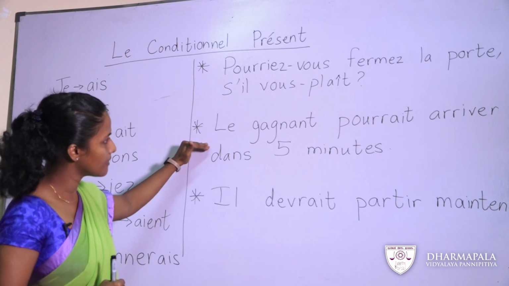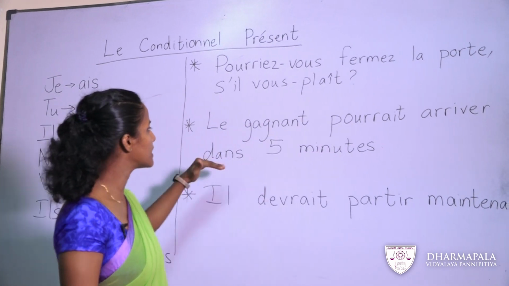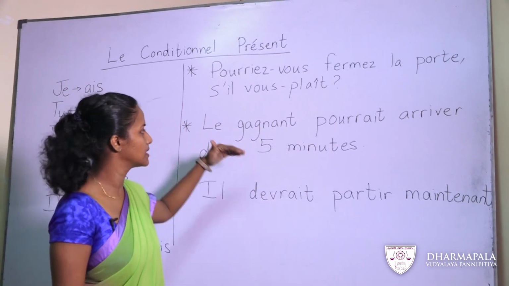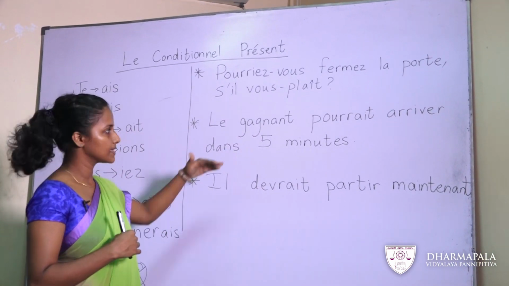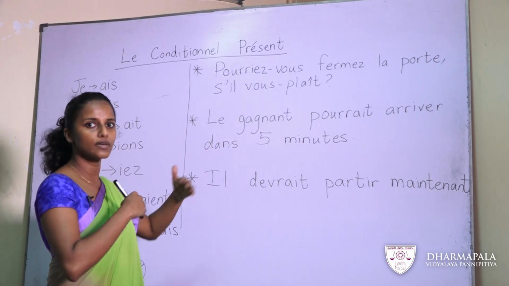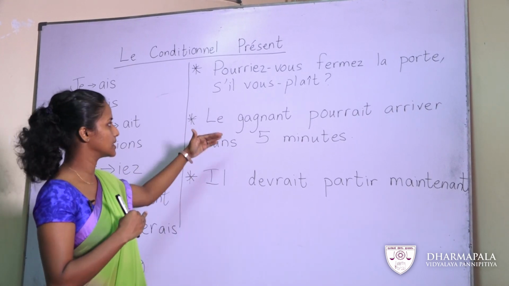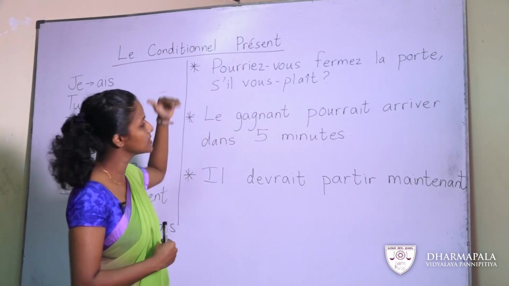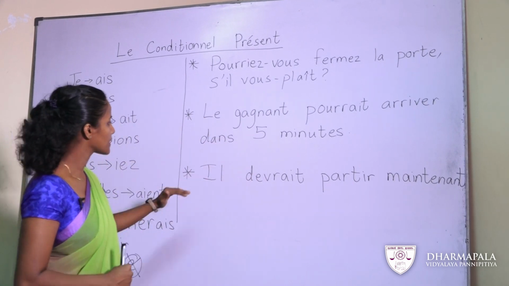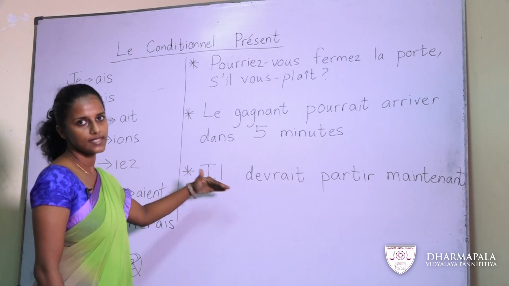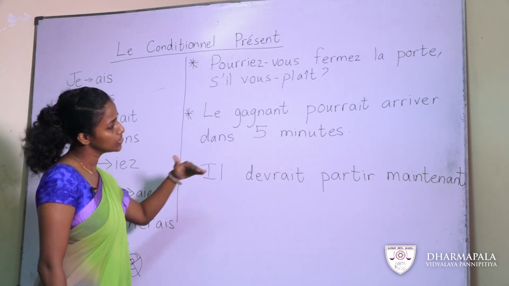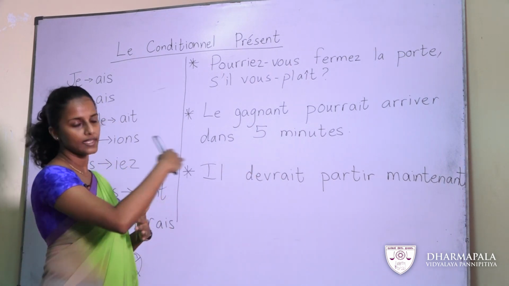The second one: Le gagnant pourrait arriver dans 5 minutes. The winner could arrive within 5 minutes. This is not certain. We are not sure whether he comes or not. So, in that case also we can use le conditionnel présent. And the third one: Il devrait partir maintenant. Now, this is an advice. He should leave now.